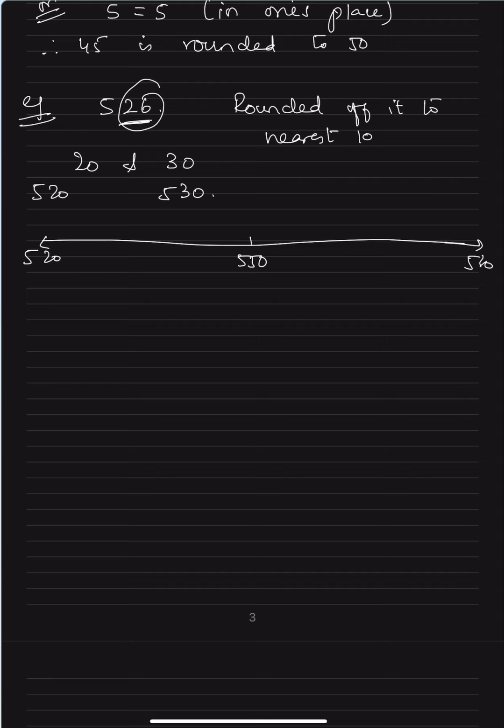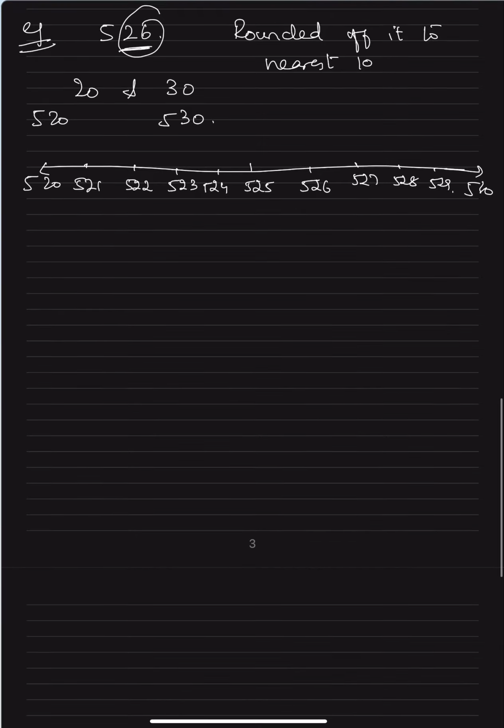Now I will write here 521, then 522, 523, 524. Sorry, it is 524, 525, 526, 527, 528, 529, and 530. Now 526 is over here.